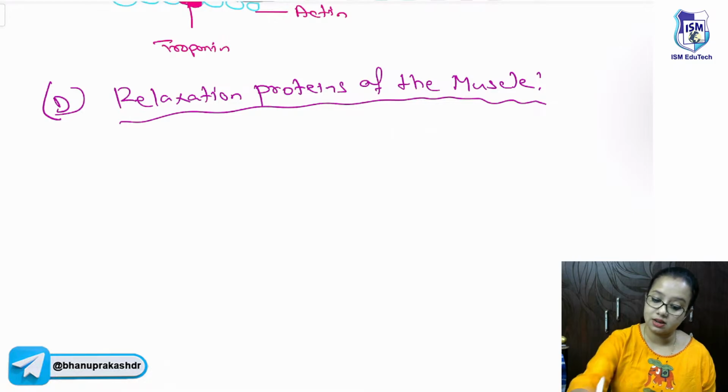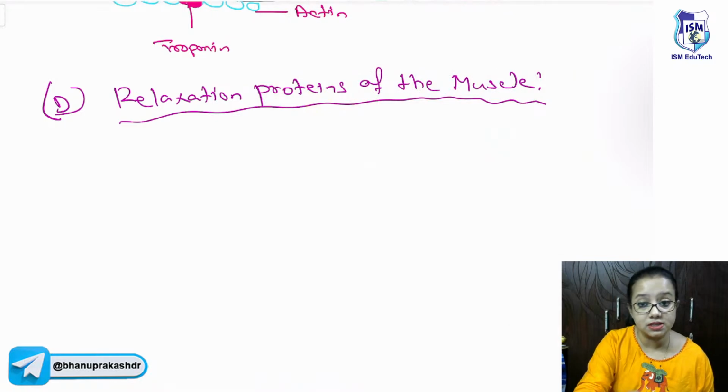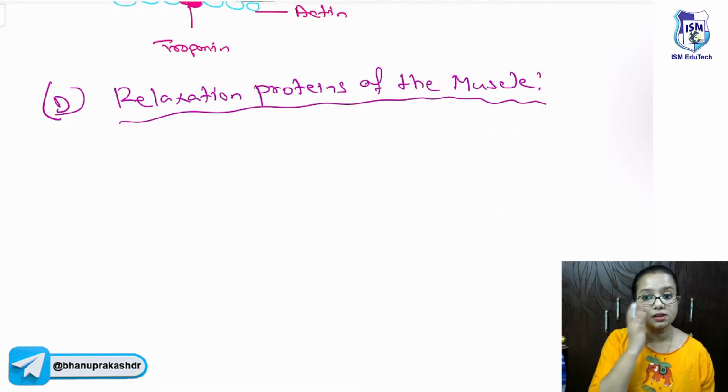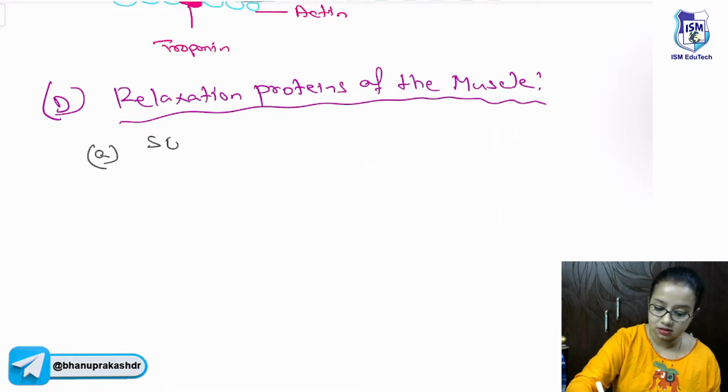I repeat, there are pumps which remove the calcium present in the cytoplasm, that is the sarcoplasm, after the completion of contraction of a skeletal muscle. Because if excess calcium is present, then before time there are chances of triggering another contraction of muscle, which would lead to a spasm-like condition, a tetanus-like condition. So the relaxation proteins are the sarcapum.